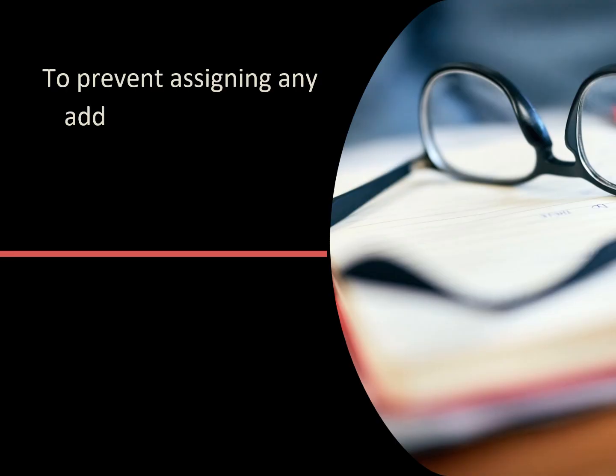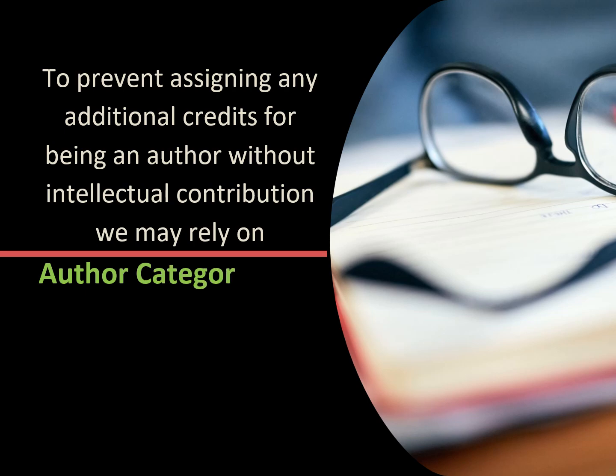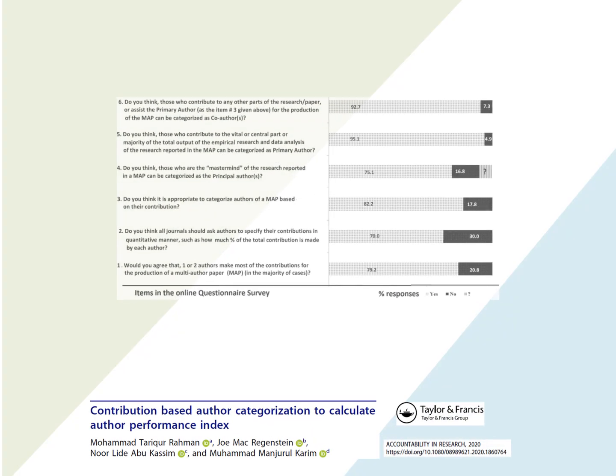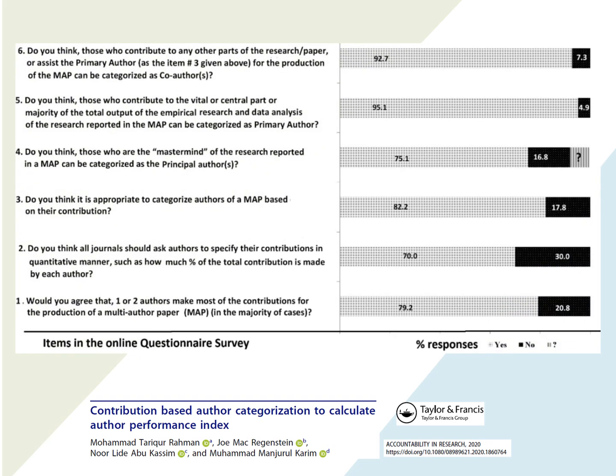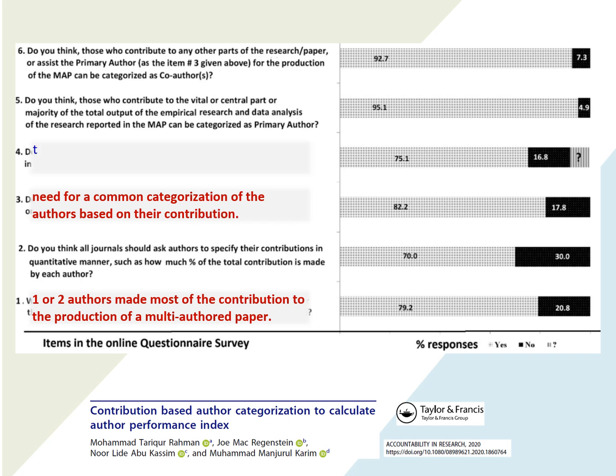To prevent assigning any additional credits for being an author without intellectual contribution, we may rely on author categorization. We have conducted an online survey among academics around the world to know how to categorize authors in a paper. The majority of the respondents agreed that one or two authors made most of the contribution to the production of a multi-authored paper. Again, the respondents endorsed the need for a common categorization of authors based on their contribution.